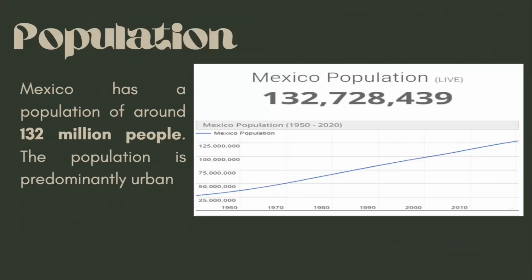Now, Mexico has a population of around 132 million people, making it the most populous Spanish-speaking country in the world. The population is predominantly urban, a region where more than 80% of the population live in urban clusters. Based on my research, around 80% of people live in cities, particularly in the central and northern regions of the country. That's why the population there is predominantly urban.